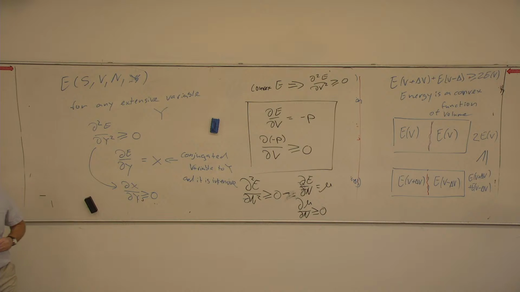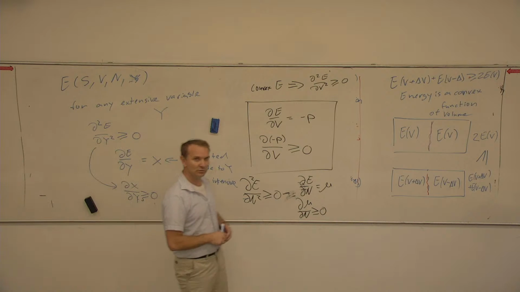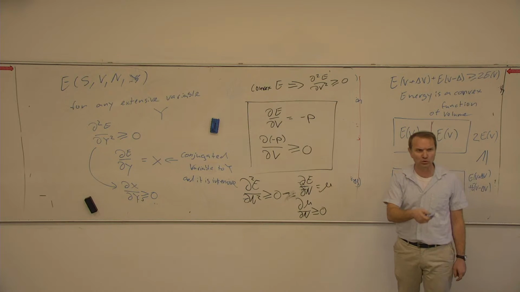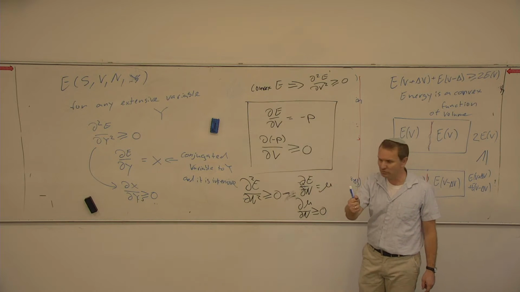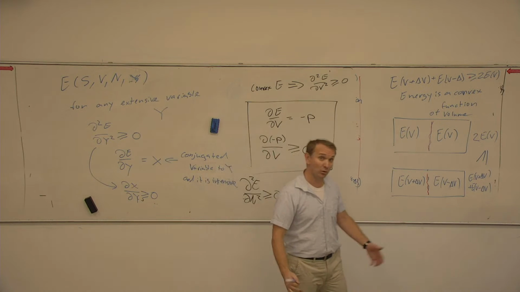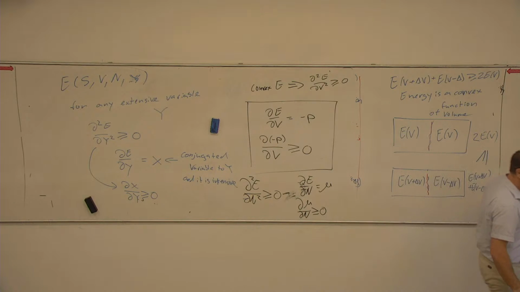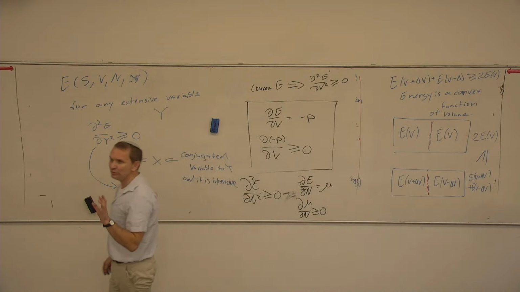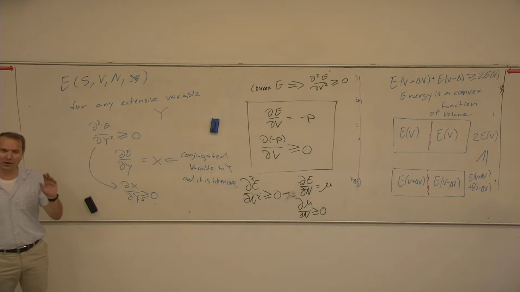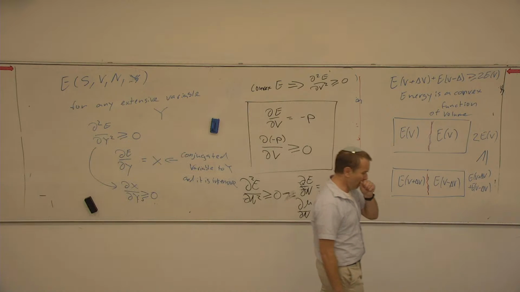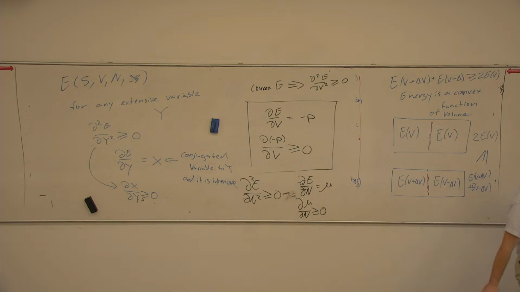So you take any intensive variable, you take the derivative of this intensive variable with respect to its conjugated extensive variable, and this derivative has to be positive or equal to 0. So now we have a general tool to define equilibrium, to define what happens if we put our system a little bit out of equilibrium. And we're going to use this tool.